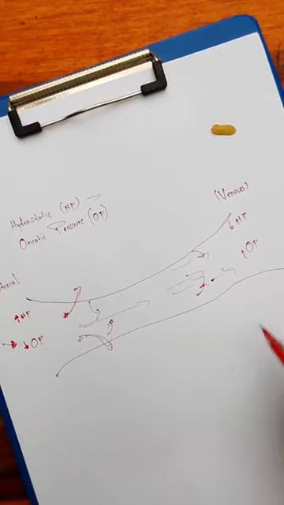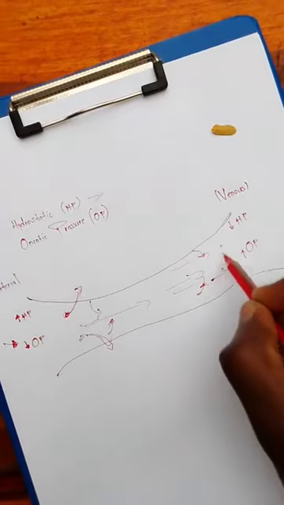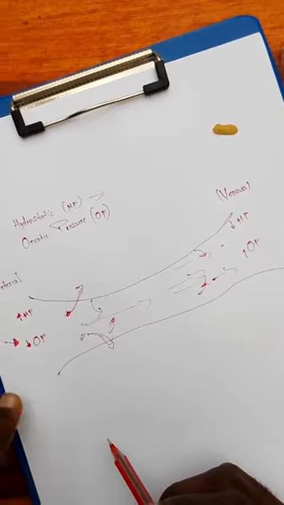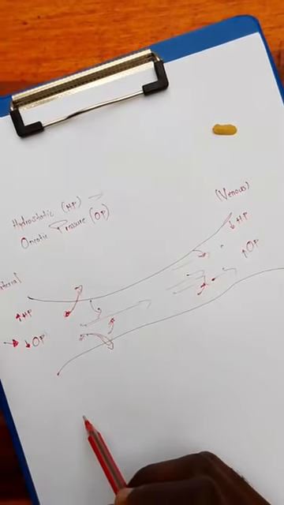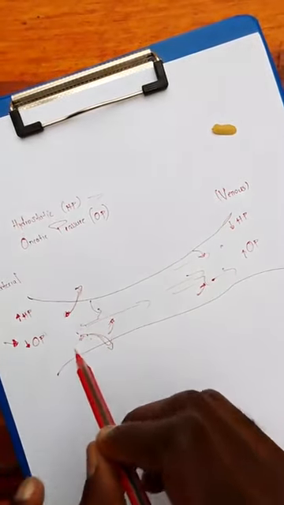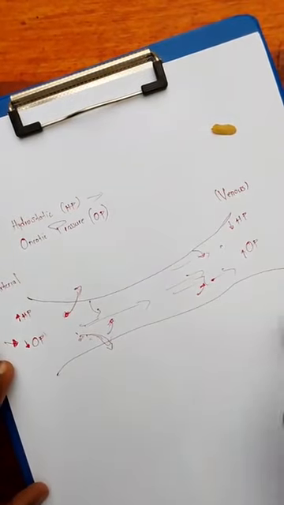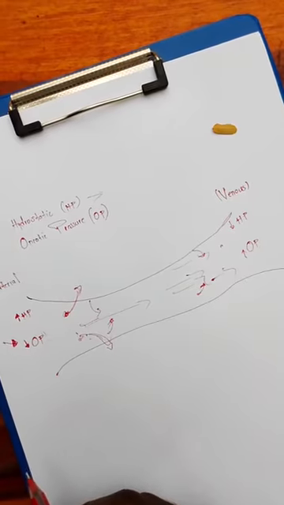Why? Because the hydrostatic pressure that is facilitating that movement is low here. But on the arterial section, we are going to find that the hydrostatic pressure there was higher compared to the oncotic pressure. So because it was higher, it was facilitating the movement of the intravascular fluids onto the interstitium, which is the extravascular fluid.